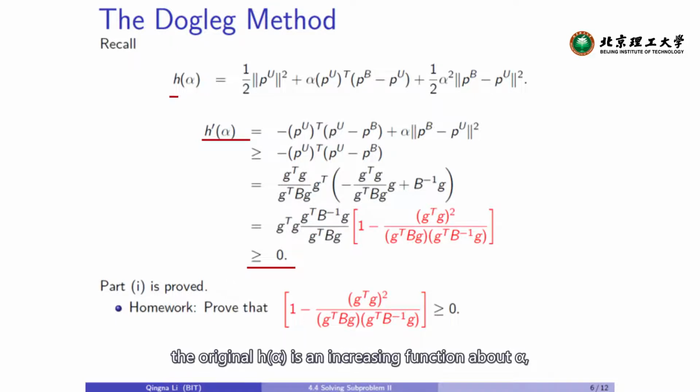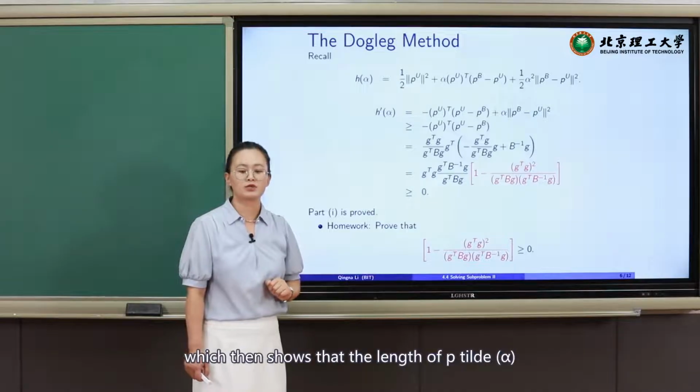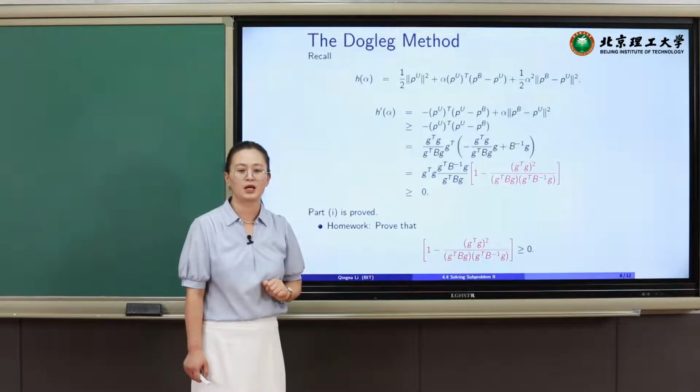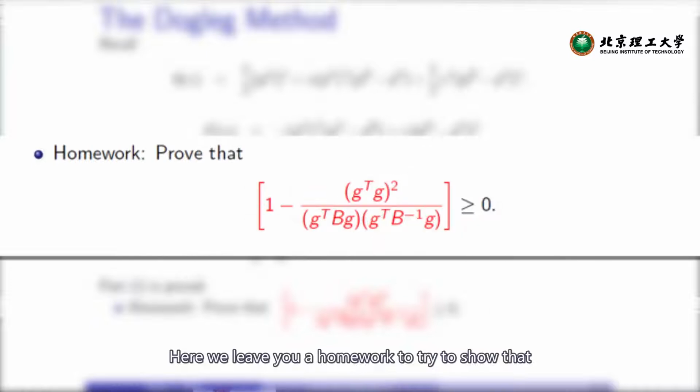Therefore, the original h alpha is an increasing function of alpha, which then shows that the length of p tilde alpha is an increasing function of alpha. Here, we leave you a homework to try to show that this red part is a non-negative one. So this is a homework for you.